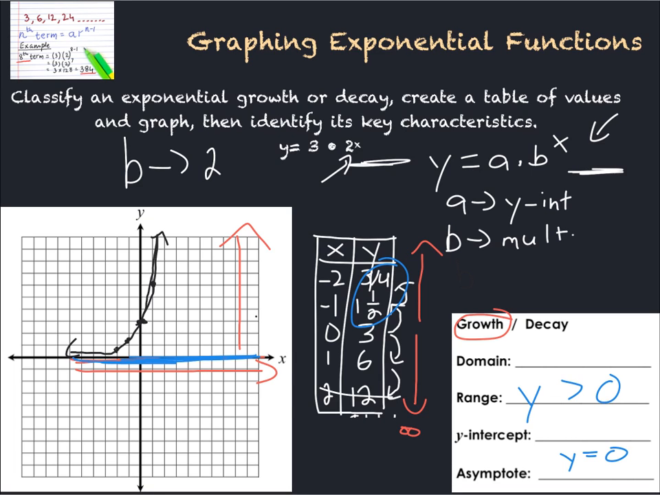What would our y-intercept be? We know that already. Our y-intercept is going to be (0, 3). And what would our domain be? Our domain is going to be all reals. If you scan this from left to right, it's going to be every single x value. It will be all real numbers.